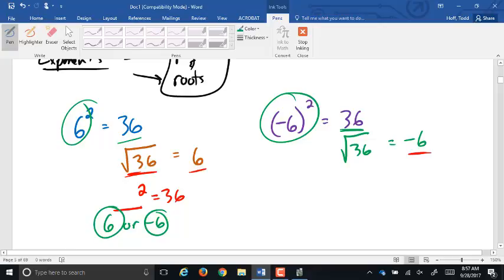Now, for our purposes in here, if you only put down the positive answer, I'm okay with that. The plus minus would work, just doing it like that. Yeah, that's fine.